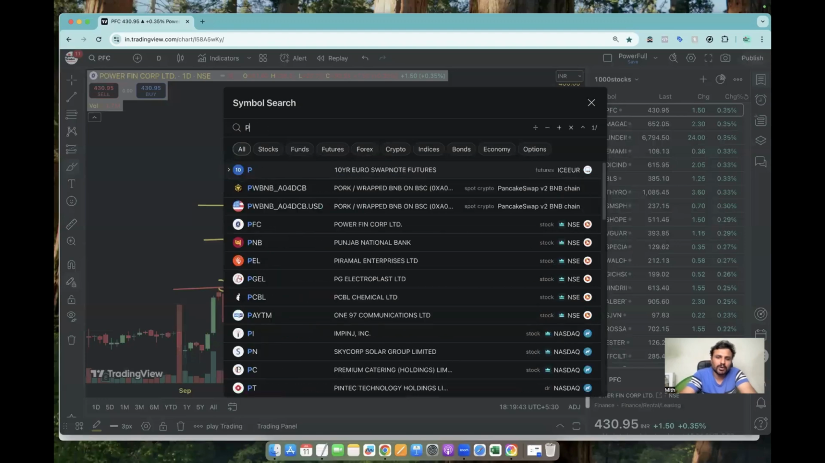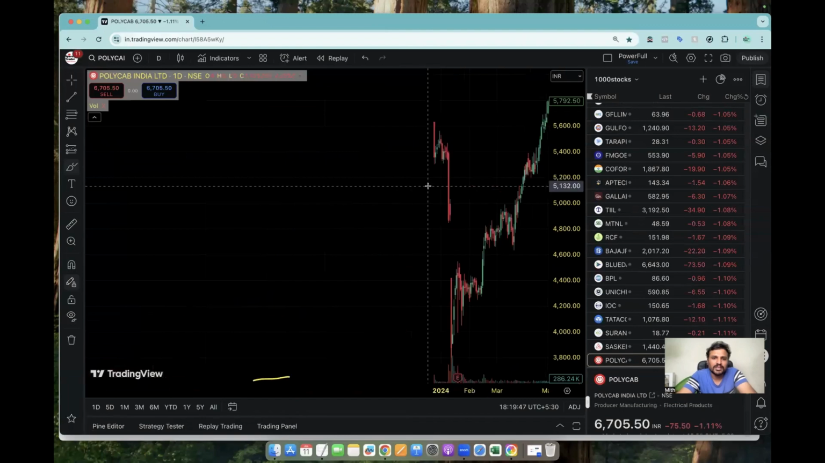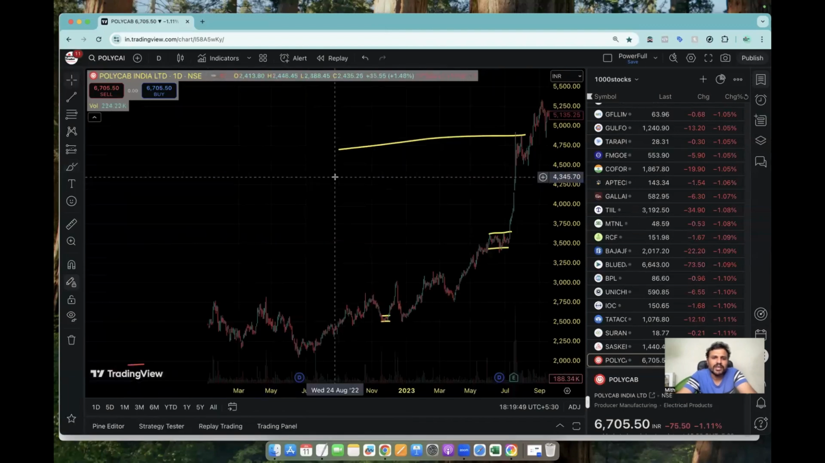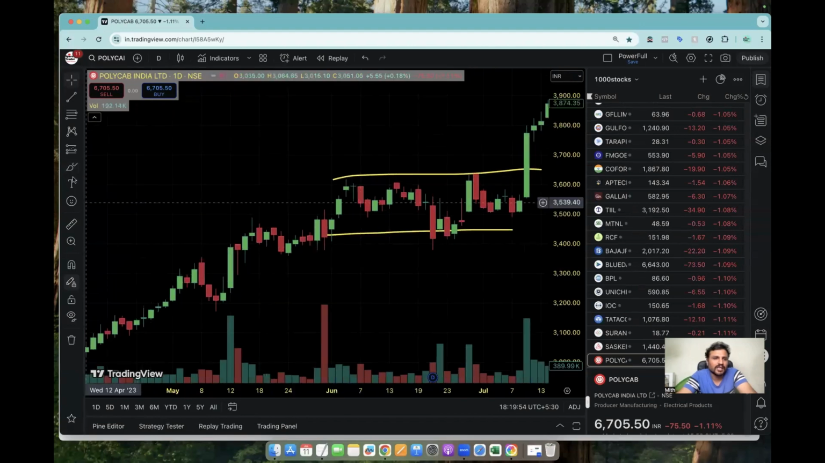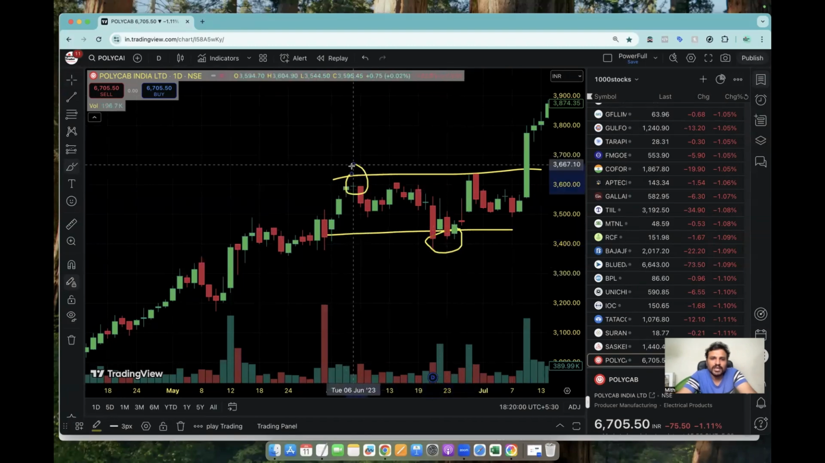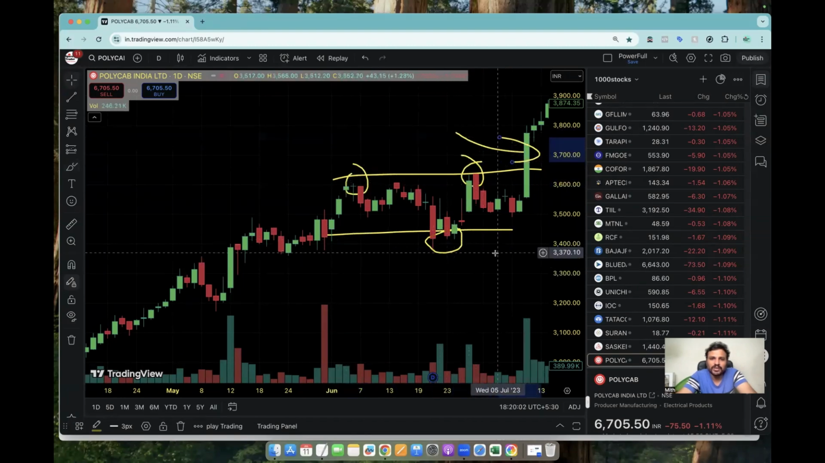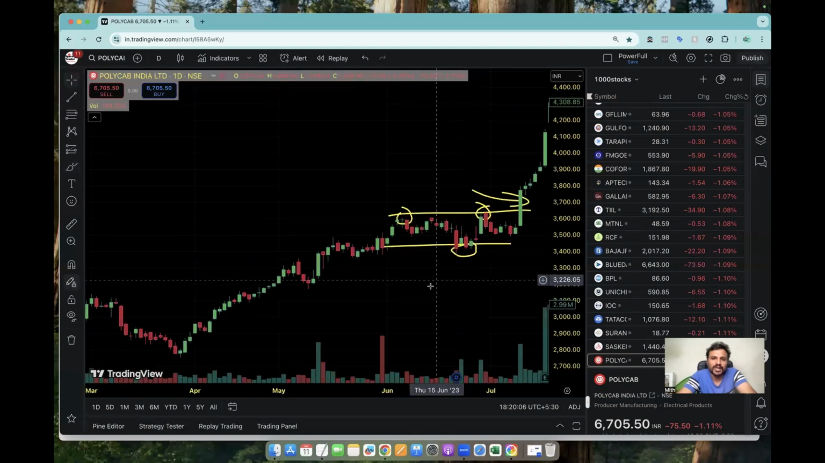Okay, let me go to Polycab. I'm taking Polycab in this example. So you can get n number of examples. For example, look here. This is also similar to that. So one time, two times, then breakout, right? Look at this, how good the momentum came, right?